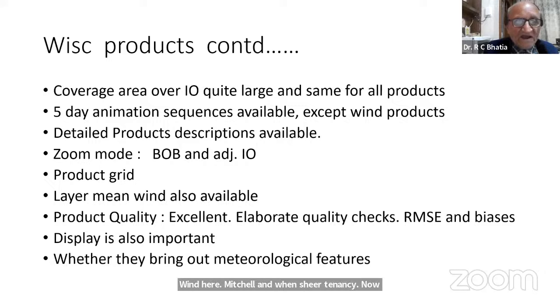Now, the coverage area is quite big over the Indian Ocean. It is the same for all the products. Now, this is very important. The coverage area has to extend as far north as possible, because otherwise we can't see western disturbances. North coverage has to be very good, as I will show in some examples.